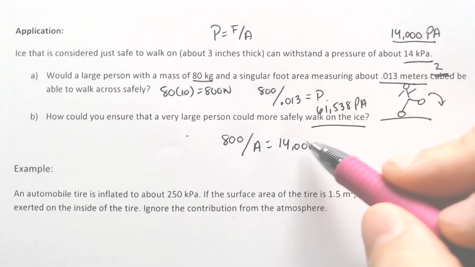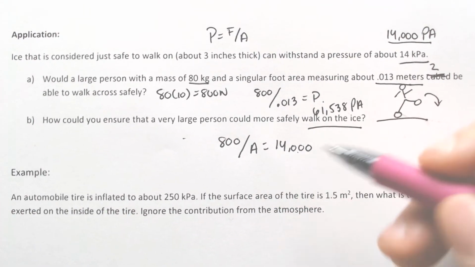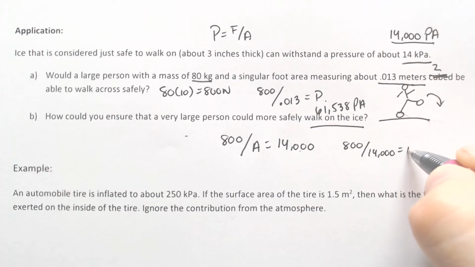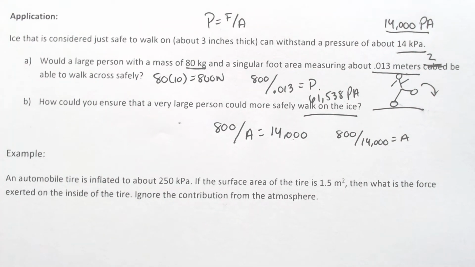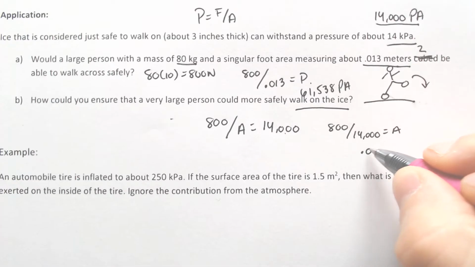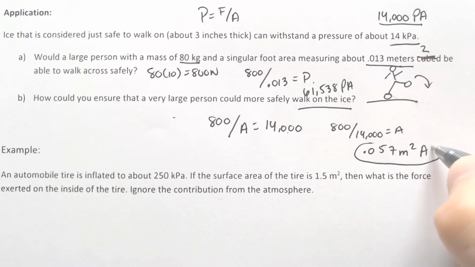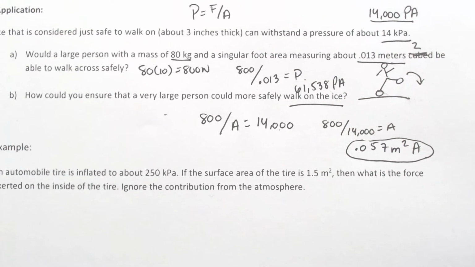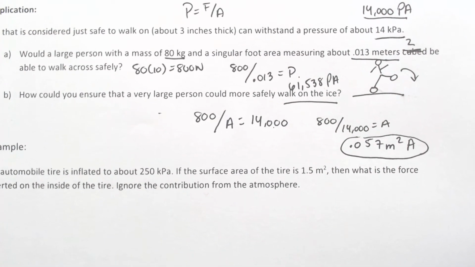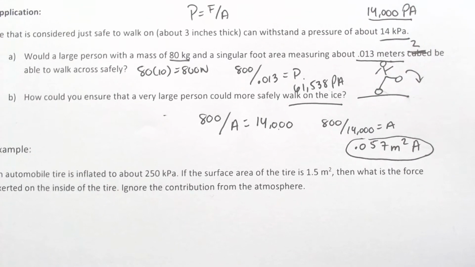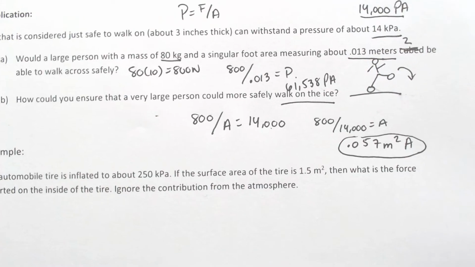Well, if we flip these around, we would multiply by A and then divide by 14,000. So 800 divided by 14,000 would equal the minimum area that we would need. 800 divided by 14,000 is 0.057 meters squared, which, if we're putting it in American standards, is about 3 times your normal foot. So it's not going to be very good for that.